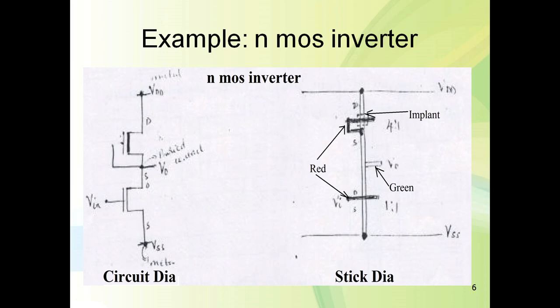Now how to draw the stick diagram for such a circuit? What is the first step? First step, you have to draw two horizontal lines. One line for VDD and one line for VSS. Then we have to draw the diffusion line. In monochromatic, two parallel lines are drawn. So this is a diffusion layer.